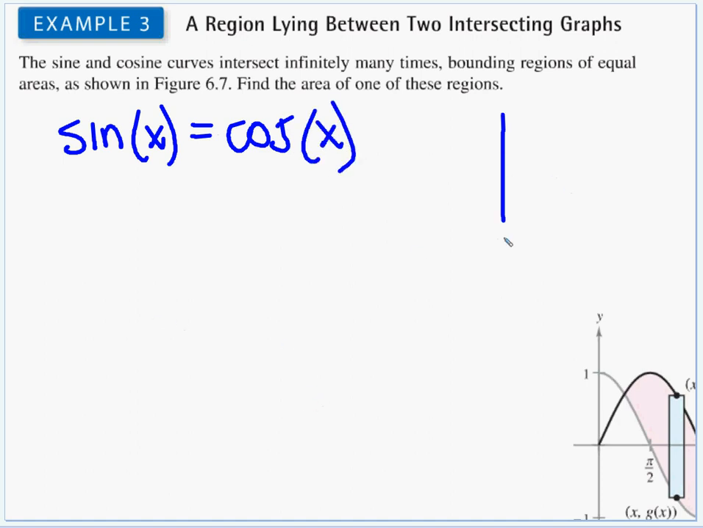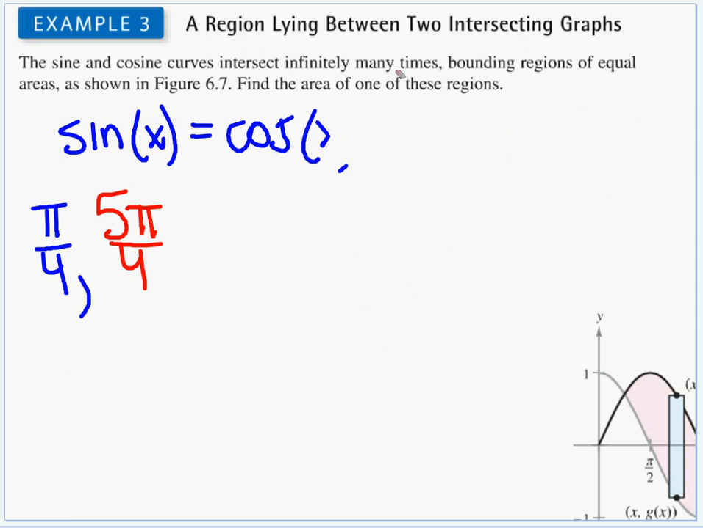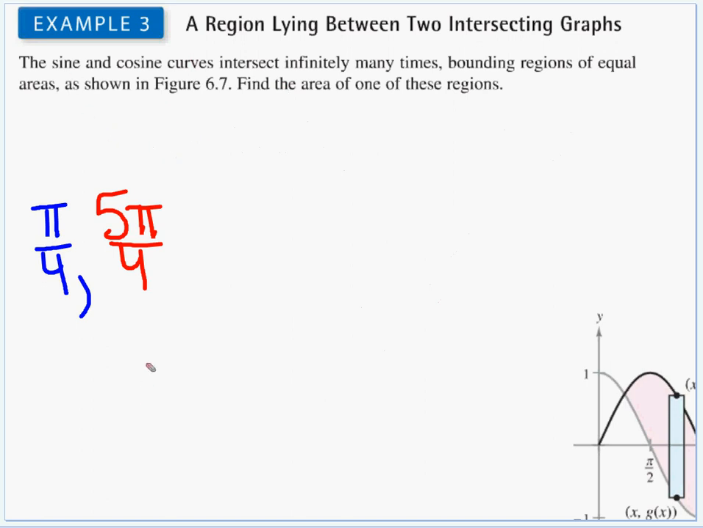Or think on your unit circle. There's a spot right here in the first quadrant where sine and cos are both positive root 2 over 2, and that occurs at pi over 4. And then in the third quadrant, down here, there's a point where both the x and the y coordinates, the sine and the cos, are negative root 2 over 2. That occurs at 5 pi over 4. So there's our intersection points. That is where we will begin and end our accumulation of area.